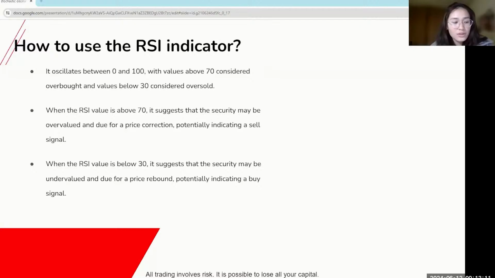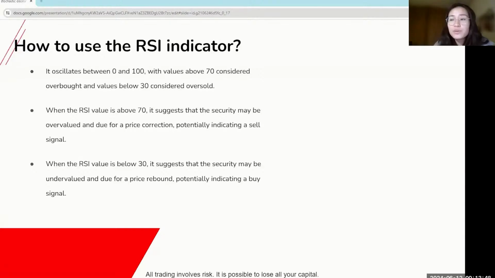So how do we use that? It basically oscillates between 0 and 100, with values above 70 considered overbought and values below 30 considered oversold. When the RSI value is above 70, it suggests that the security might be overvalued and due for a price correction, potentially indicating a sell signal. When the RSI value is below 30, it suggests that the security may be undervalued and due for a price rebound, potentially indicating a buy signal.